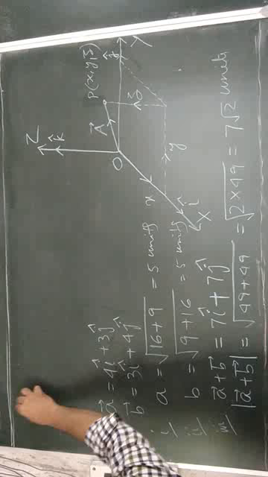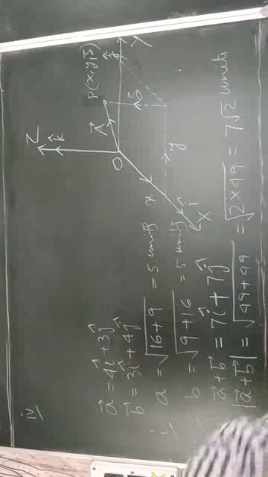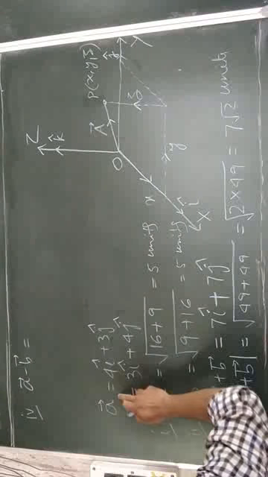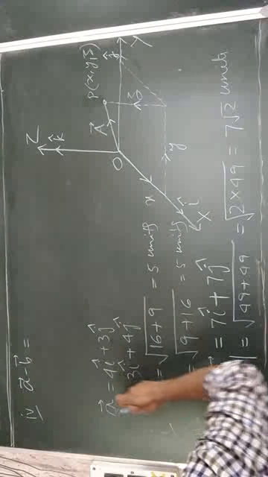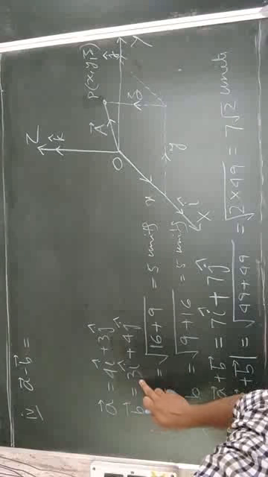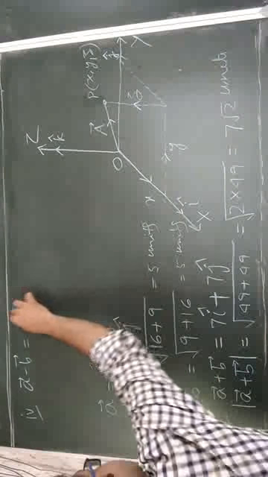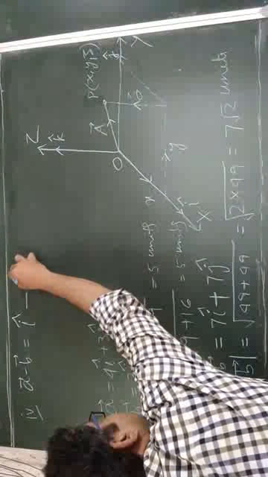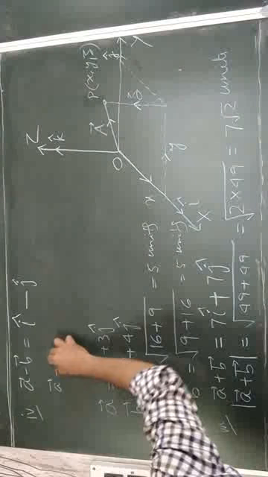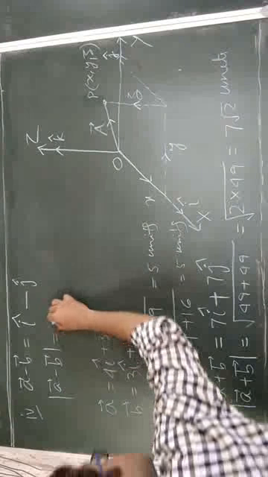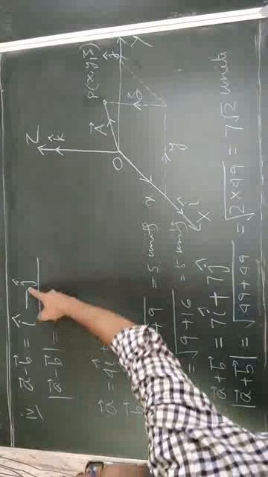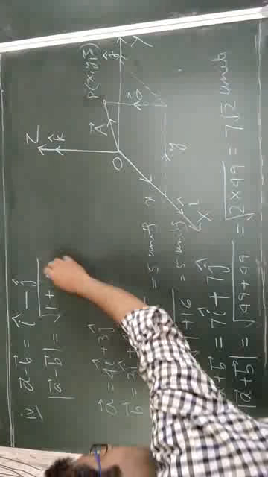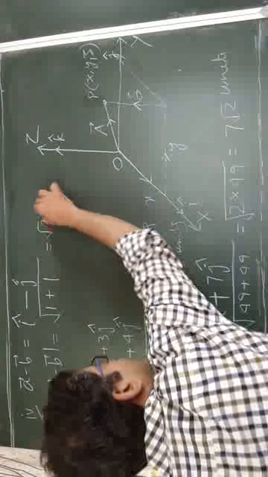And the last part is A minus B. You have to first calculate the A minus B vector. So this minus this, that is only i cap, and this minus this, minus j cap. So its magnitude is, this is 1 and this is minus 1. So 1 square plus minus 1 square, that is also 1. So root 2 units.